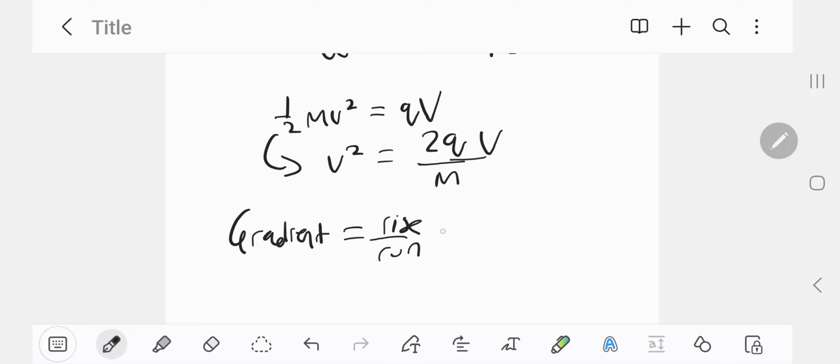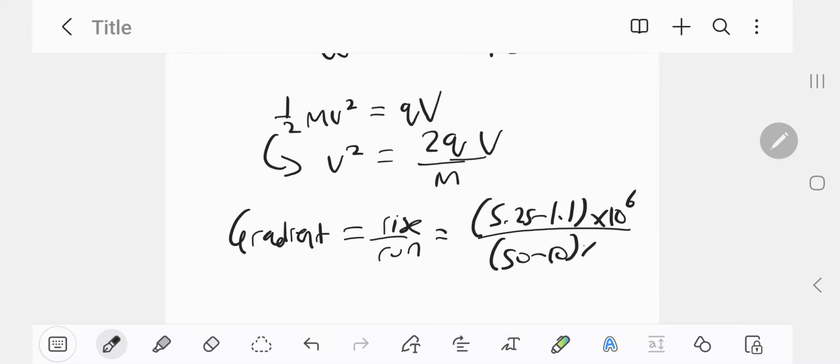So select a few data points. Let me go with 5.25 minus 1.1 times 10 to the power 6, over 50 minus 10 times 10 to the 3. So the run, the x-axis numbers, this is the voltage in kilovolts. That's why it's 10 to the 3 to convert it into volts. The numerator here is the y-axis, the velocity squared. It's 10 to the 6. That's why I have that there. So I've chosen those data points. So with my data points, I'll get a gradient of this.